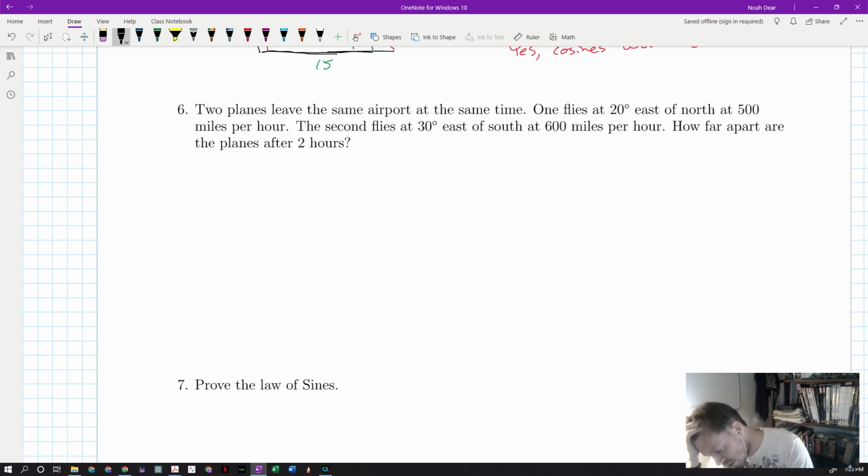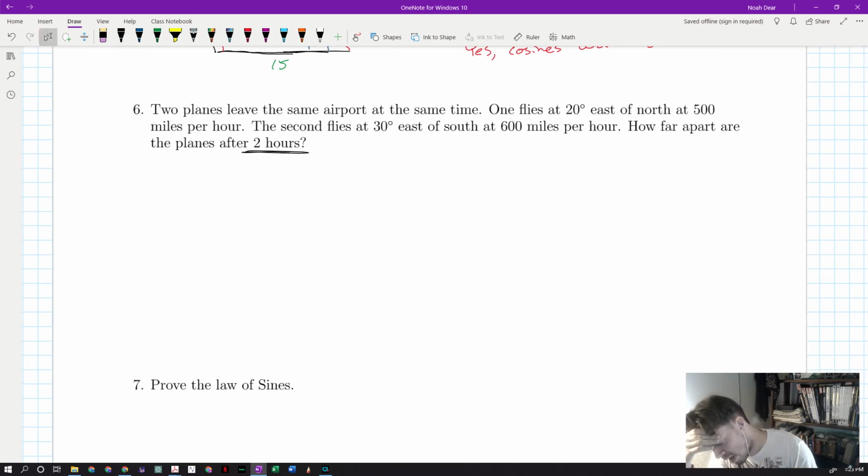So in 2 hours, that means that the first plane, it was going 500 miles an hour. So for 2 hours, that's 1,000 miles total. And the second plane was going 600 miles an hour, so 1,200 miles total after 2 hours. Okay, the first plane was flying 20 degrees east of north.